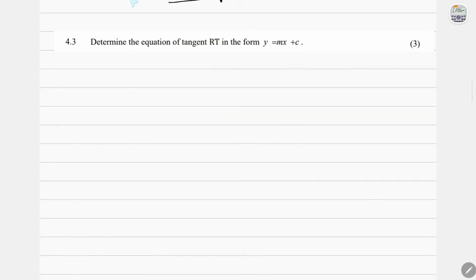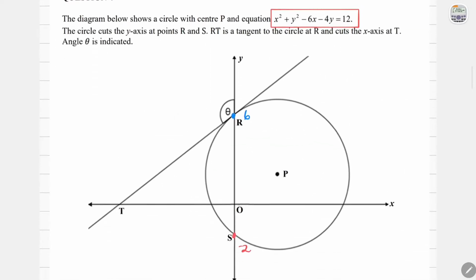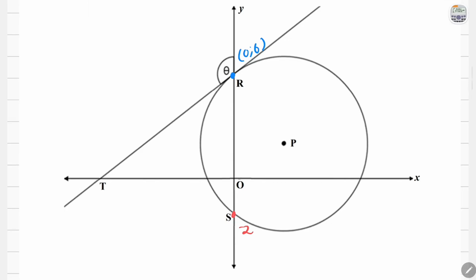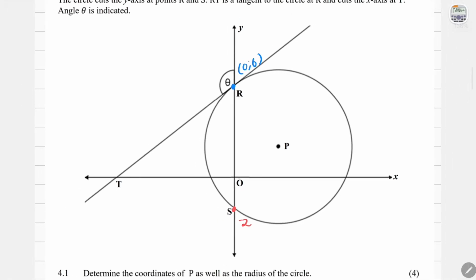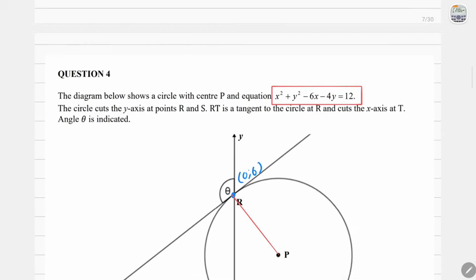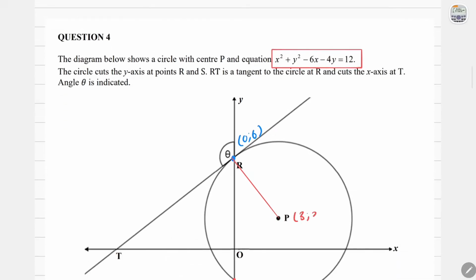Question 4.3 says, determine the equation of the tangent RT in the form of y equals mx plus c. So RT, we only have 1 point on this. We have (0, 6). And how do we find RT? It is a tangent, so we can just use the radius. So connect from P to R, and there we go, we have a radius. And remember, we already have the coordinates of P. P has the coordinates (3, 2).